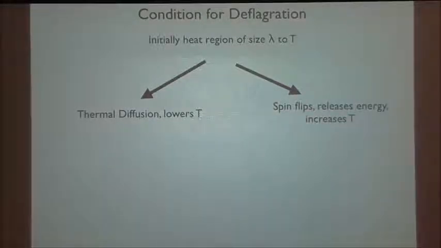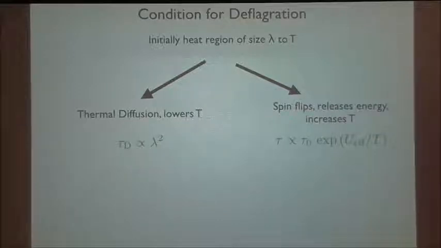So here's a question you want to ask. You say, I'm going to take my sample, I'm going to take a size of lambda, okay, and heat it to some temperature T, and now I have to ask, will this heat actually cause spin relaxation or not? There are two possibilities. If you take this region of size lambda and heat it up to temperature T, the heat can diffuse away. The thermal diffusion will lower the temperature. Or within that time, the spins can flip, release energy, and increase temperature. If this occurs before that, then all the spins will relax. If that occurs before this, then the heat is just lost.